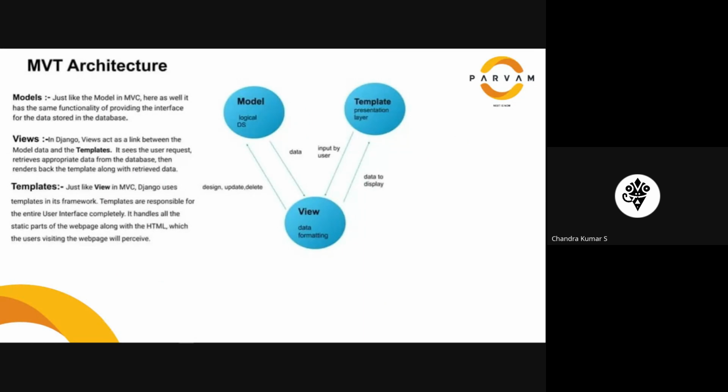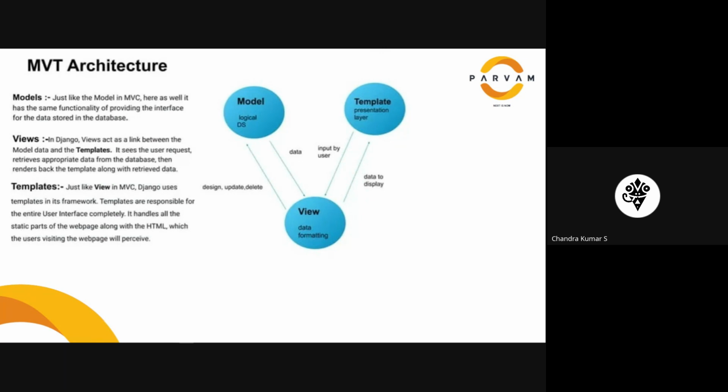Django usually uses an architecture pattern like MVT. Model in the sense is the database, the storage-relevant things you mention there. View is what the user accesses, the designs, whatever I mention, I design in the view part. Under the views, we have the templates. There we mention all the HTML files which we designed.